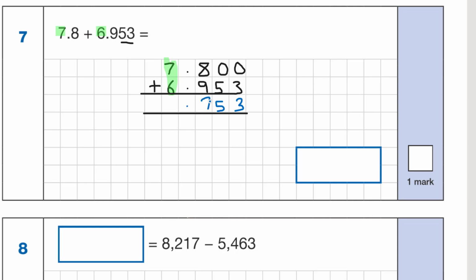The 17, I need to carry my 1 over to the next column, which is now my 1s. Then I have 7 and 6 and 1, which makes 14. And that is my final answer.